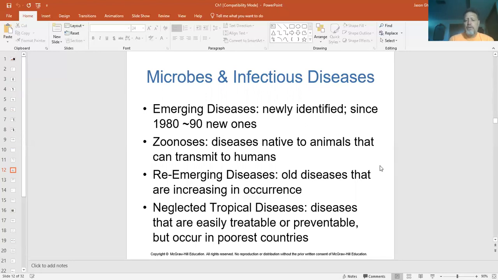Re-emergent diseases, these are older diseases that, with sanitation and with medical practices, had kind of gone by the wayside, and they became really scarce, but they're starting to pop back up again. A good example of this one would be measles, actually.